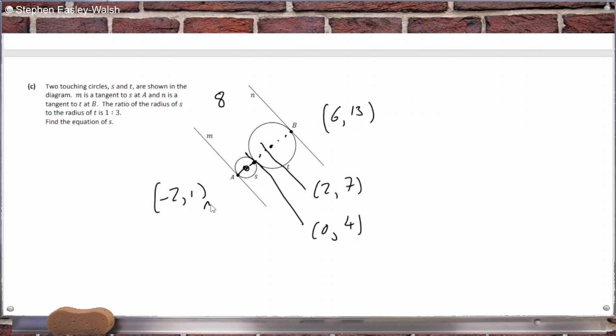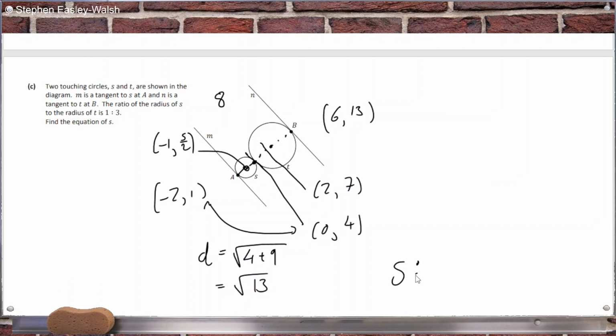Now, if I get the distance between this and half of it, so the distance there would be 4 plus 9, so that's root 13. So I have the radius here of S. And the center would be the midpoint again, so that's minus 1 and 5 over 2. So the equation of S would be x plus 1 squared plus y minus 5 over 2 squared equals 13. Hopefully that's right. No, that's not right.